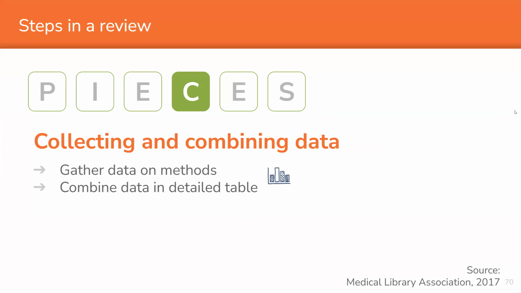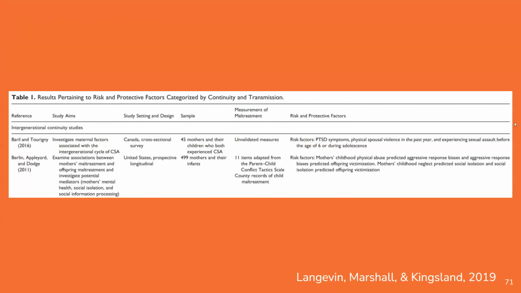So your next step in the process is collecting and combining your data. With the remaining articles that have been included for your review, you're going to want to gather data on their methodology and combine this data into a detailed table. Here's an example of just such a detailed table from a scoping review.